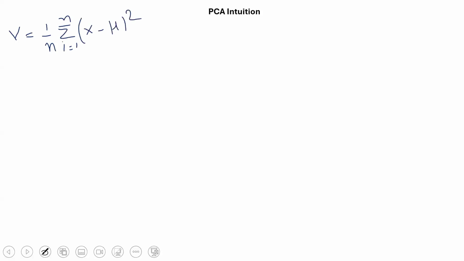Okay. Now, what I want to do is we will try to maximize the variance of the points in 2D space. Okay. Let's take this example again. We all know the formula of the variance. Variance is written as 1 by n sigma i equal to 1 to n of x minus mu whole square. So this is the formula for the variance, right?